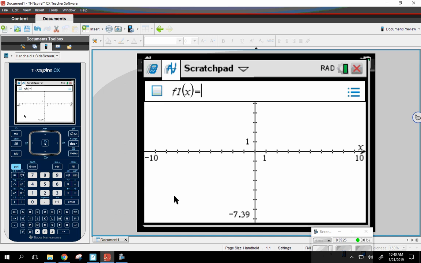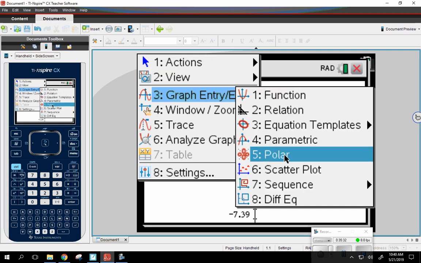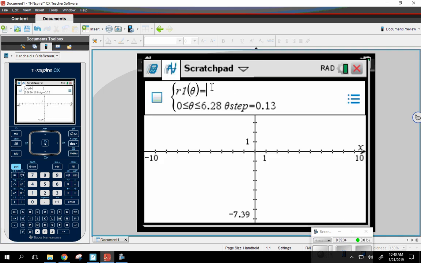All right. So what you're going to do is go to your graphing screen. You're going to go to menu. You want graph entry edit, and there's polar. So you'll notice you can type in your polar equation here. It only does it within one revolution. Okay, positive. Theta steps, 0.13. So I just gave you 5, what was it, sine of 3 theta?